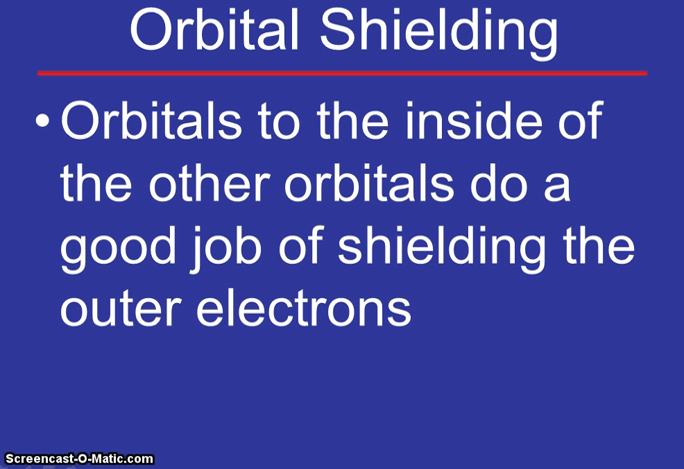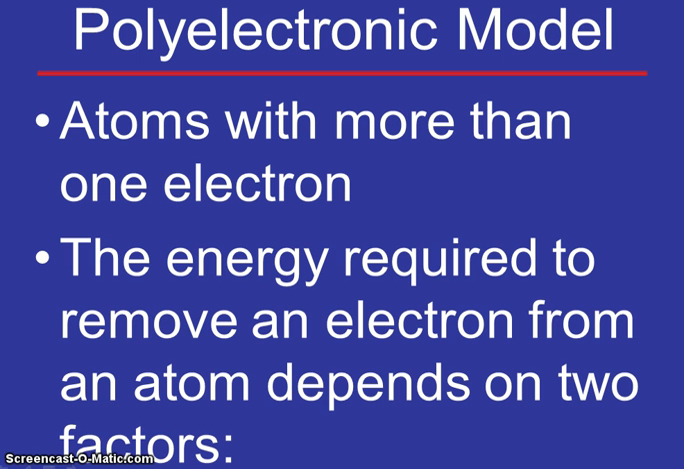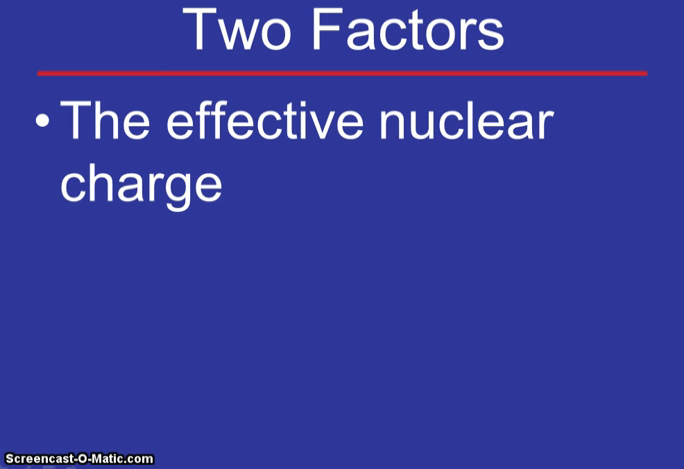So the orbitals to the inside of other orbitals do a good job of shielding the outer electrons. If we talk about polyelectronic models, we're dealing with atoms that have more than one electron. And the energy required to remove an electron from an atom depends on two factors. Our first factor is the effective nuclear charge.